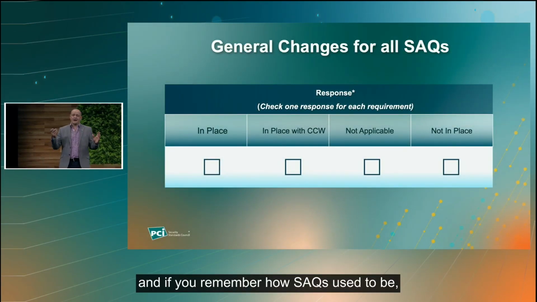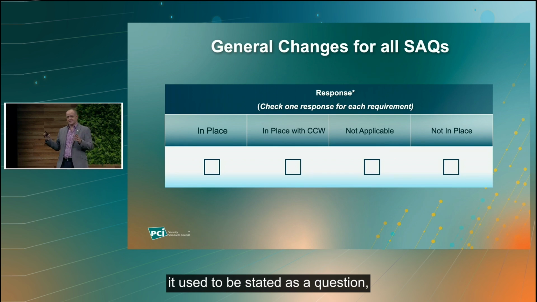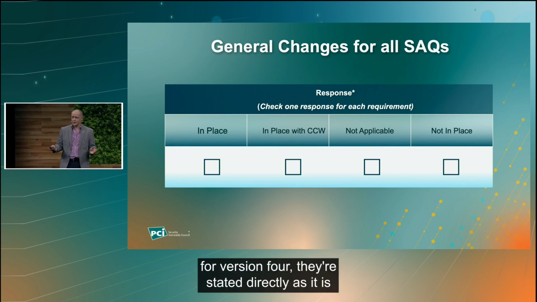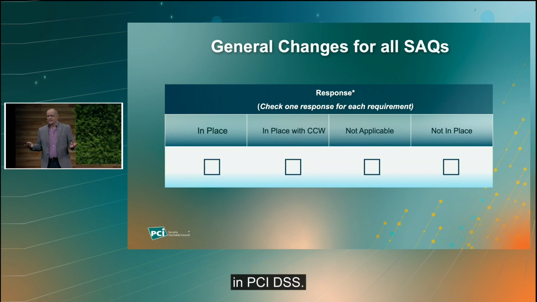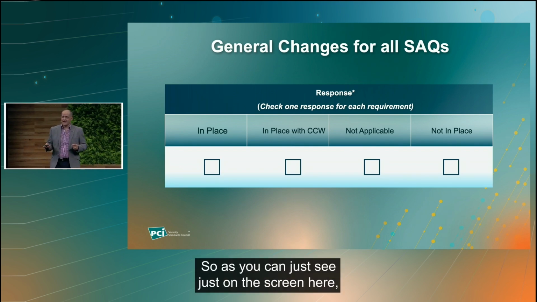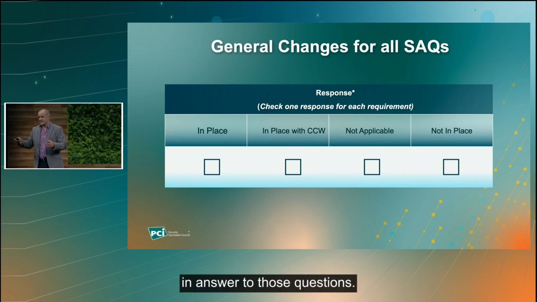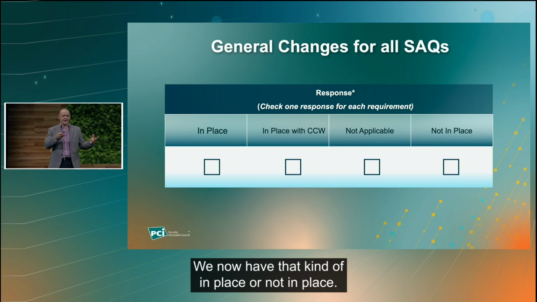Starting off, we've got some basic formatting changes. If you remember how SAQs used to be, they were stated as questions. Now, in the new SAQs for version 4, they're stated directly as they are in PCI DSS. As you can see on the screen, we don't have those yes/no responses to questions. We now have in place or not in place.